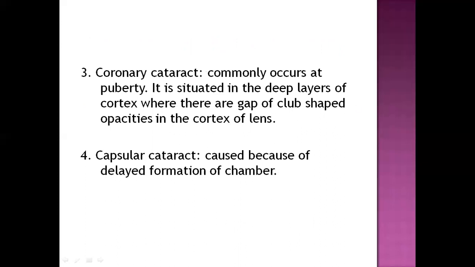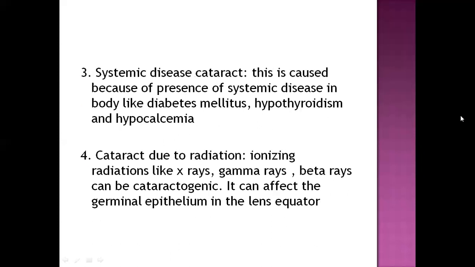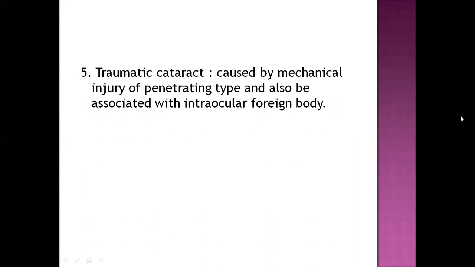Next is capsular cataract. Capsule means covering layer. Capsular cataract is caused because of delayed formation of the chamber. Next is acquired cataract. Acquired cataract includes senile cataract, toxic cataract, systemic disease cataract, and cataract due to radiation. Also, traumatic cataract.